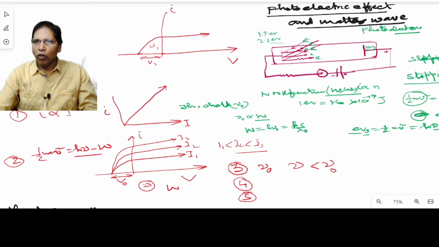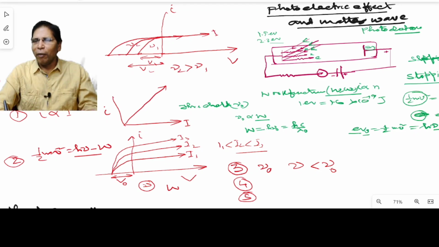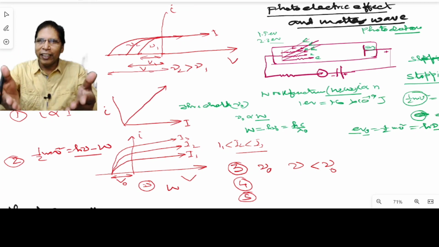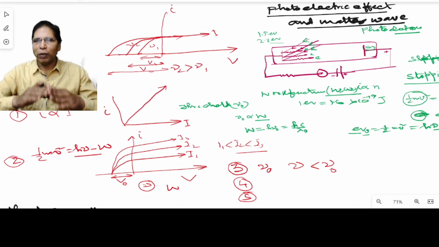Now another frequency nu 2, which is greater than nu 1. Here the stopping potential for nu 2 is more. Now another frequency nu 3, which is greater than nu 2 and nu 1. All have the same intensity, so the same current, but the stopping potential is different. So the greater the frequency of incident radiation, the greater the stopping potential.